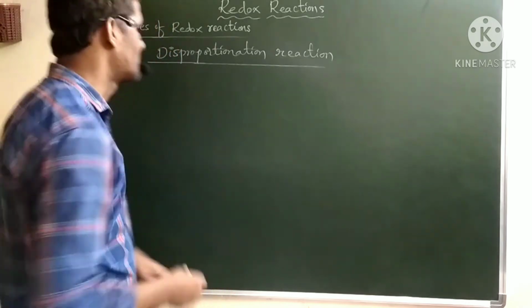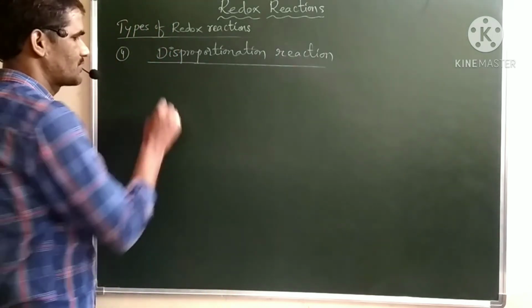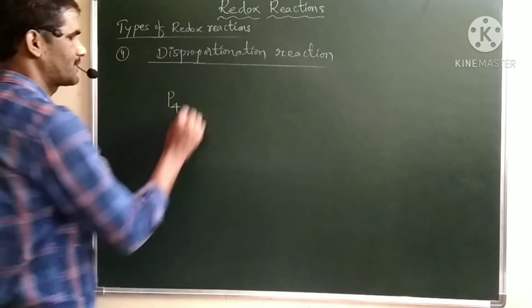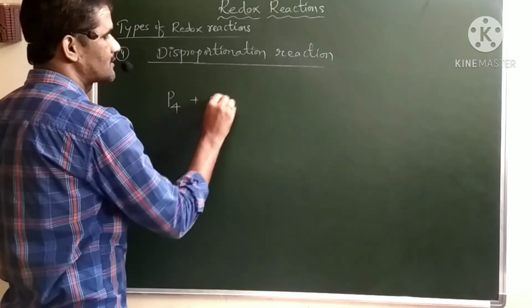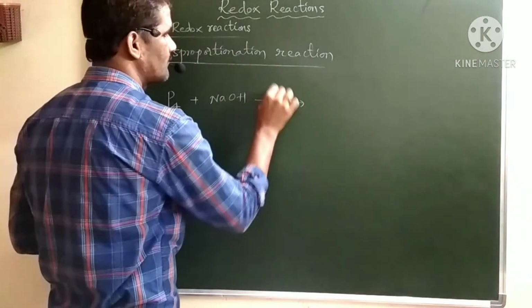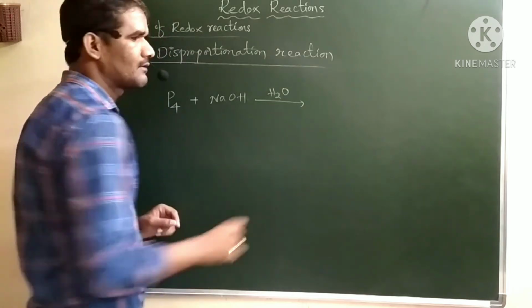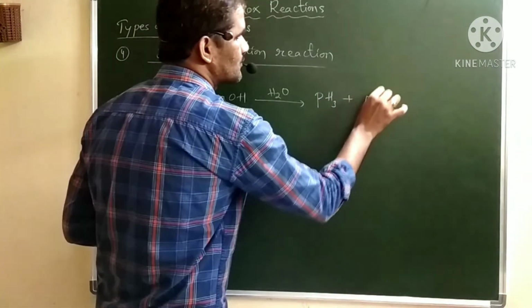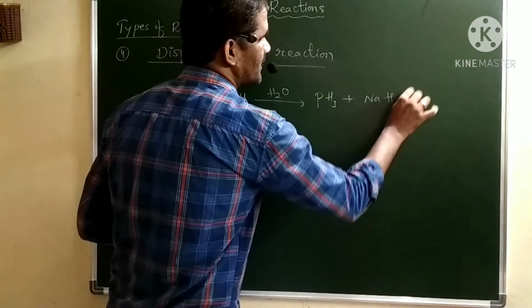Let us take one example here of disproportionation reactions. A very important reaction: white phosphorus. If you treat it in the presence of base in water, then you will get phosphine plus sodium hydrogen phosphide.